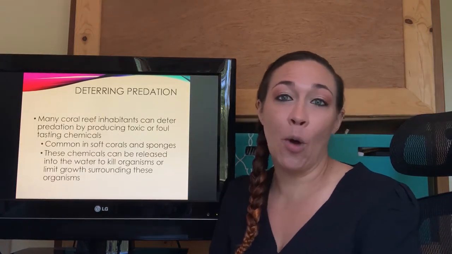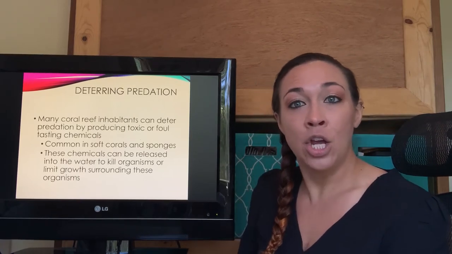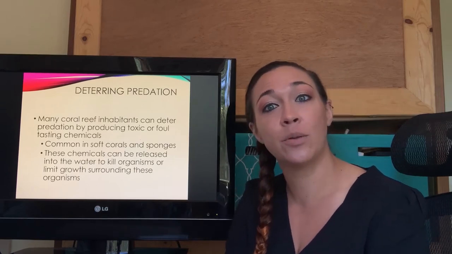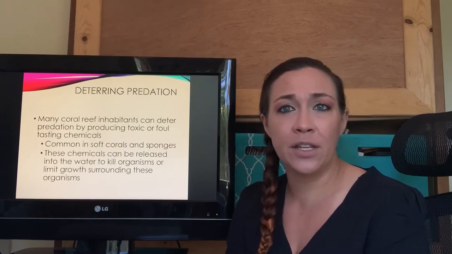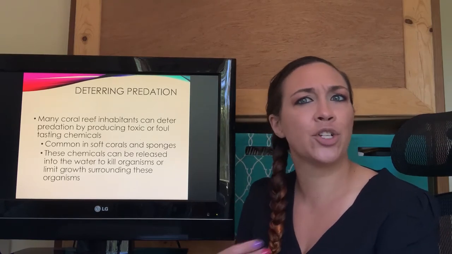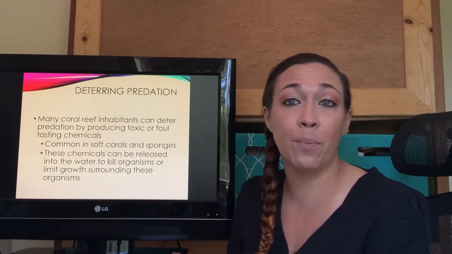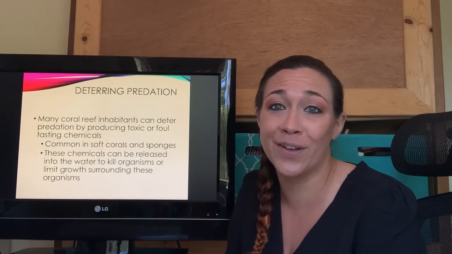All right. So predation. Remember, we talked about competition being such a big deal in the tropics and in the coral reef system. This is why predation and deterring predation is really important. So a lot of these coral reef organisms are going to produce either toxins or really foul tastes. That's like the way the butterflies do, the way some poisonous tree frogs do. They don't really have any other defensive mechanisms.